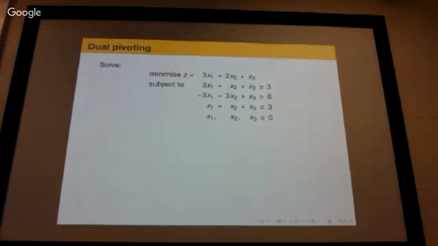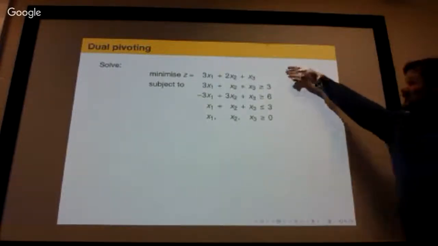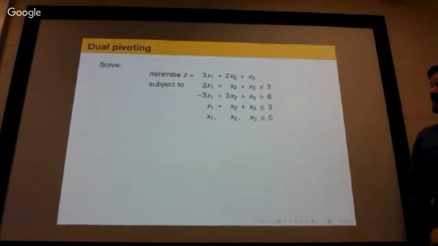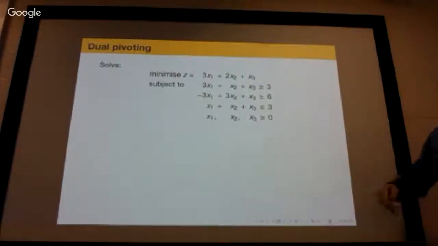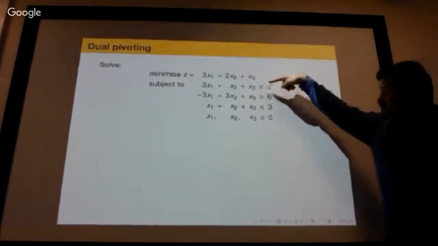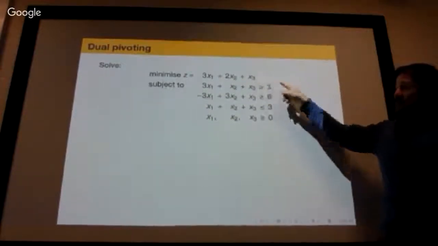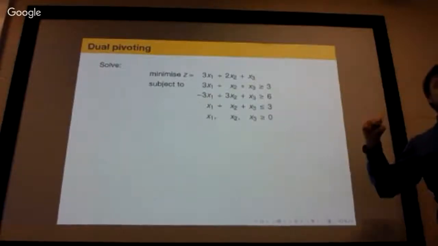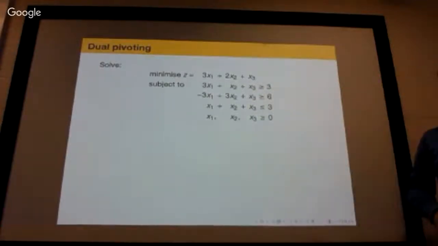But first, let's start with what it is. So let's say you get a linear programming problem like this. What is interesting about it is that these inequalities are the wrong way, as it were. They go greater than or equal to. And last year, we learned what to do in such situations. Does anybody remember?